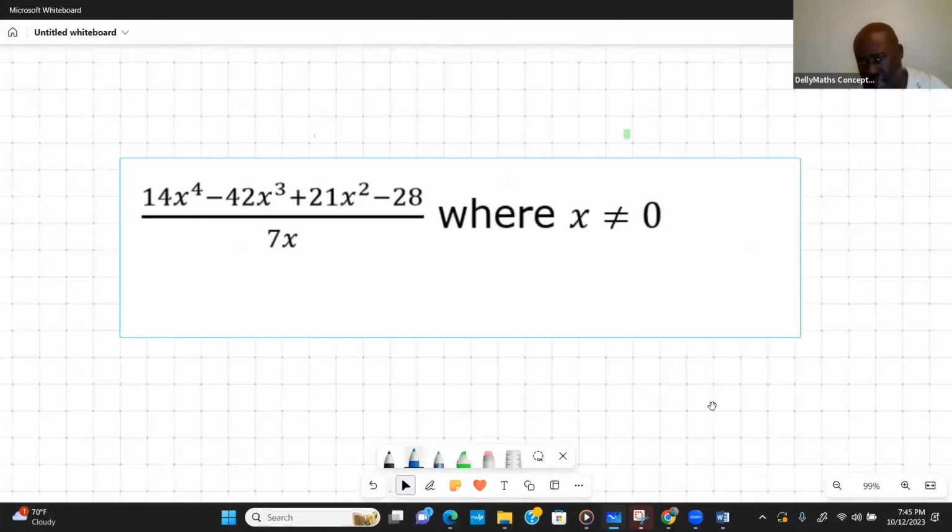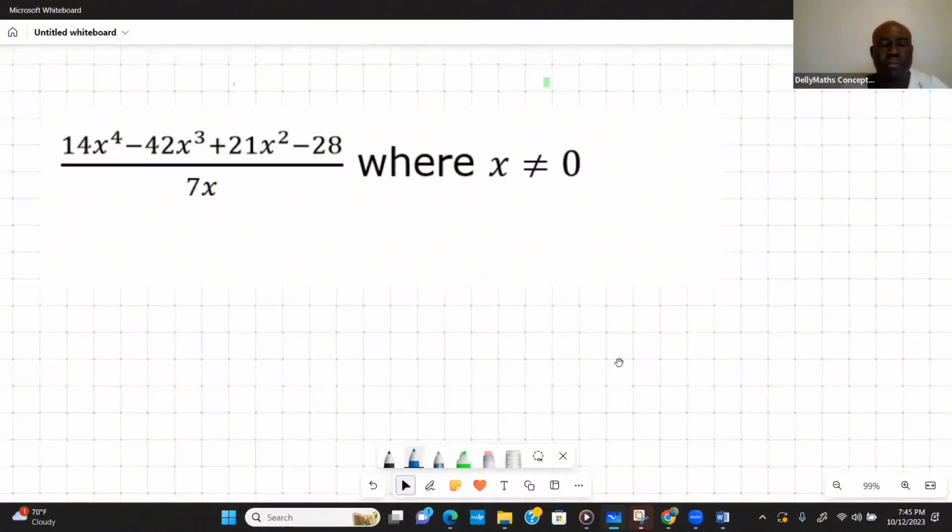Let's take a look at this second problem here. At this time, we're dividing everything by 7x. And what do we have? We have 14x to the fourth minus 42x to the third plus 21x squared minus 28, all divided by 7x. So this is just another way of writing the division symbol. So we're going to approach this the same way.